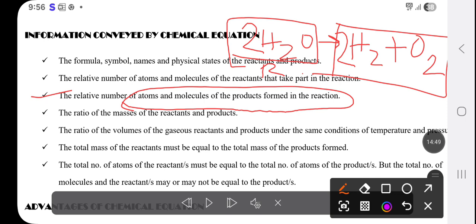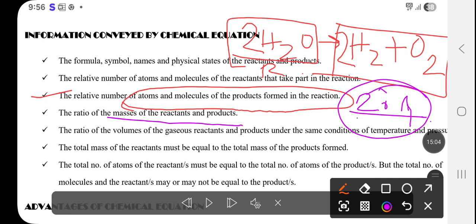Now, the ratio of the masses of the products. Here, two molecules of water give out 2:1. If we make hydrogen to oxygen, it will be 2 is to 1. The products will be 2 is to 1. And if we see the molecular form of water, the composition will also be 2 is to 1. It is also a great advantage of the chemical equation.